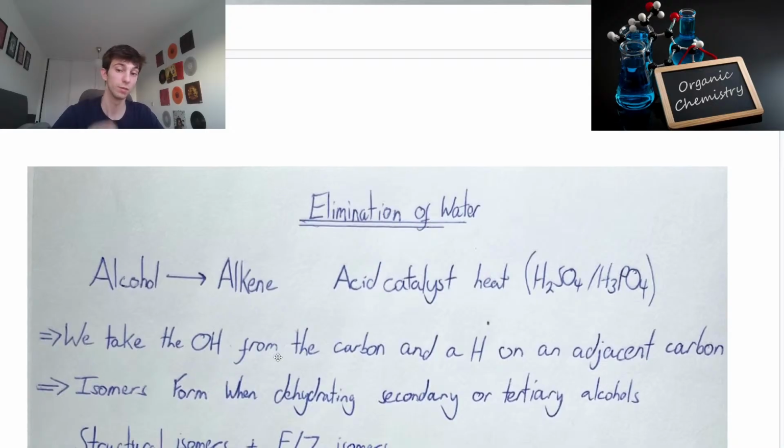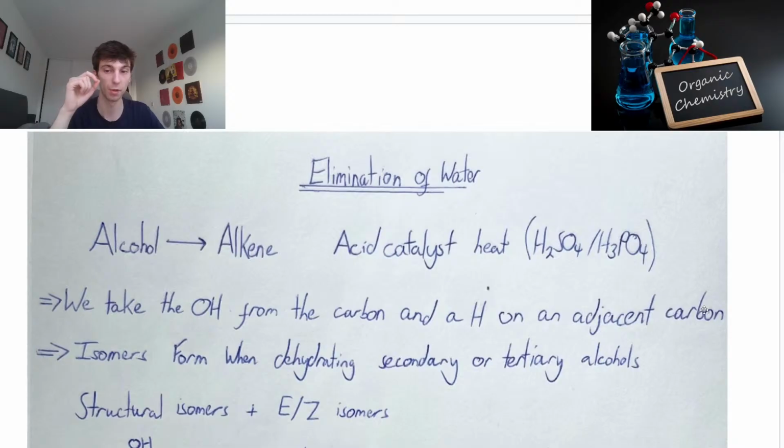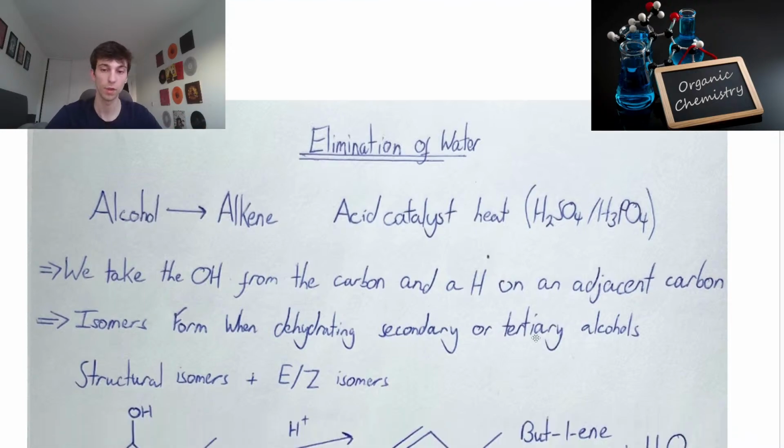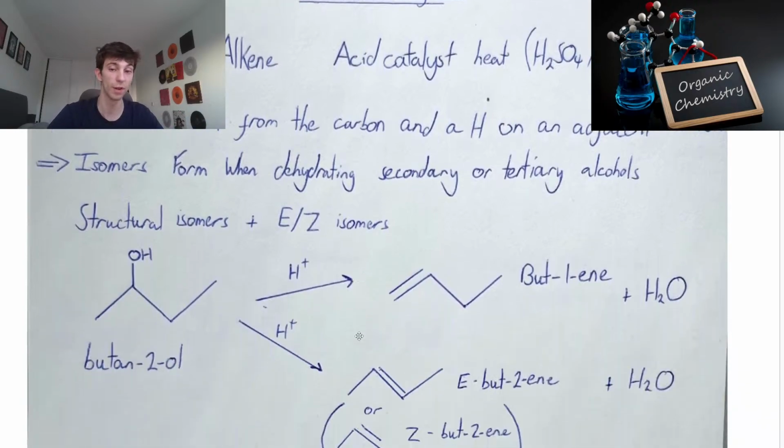So we take the hydroxide, or the OH, from the carbon and the hydrogen from the adjacent carbon. That's how we go from an alcohol to an alkene. Take the OH, take a hydrogen from the adjacent carbon. From here, we can have E/Z isomers, guys. We have to be very, very careful with these.